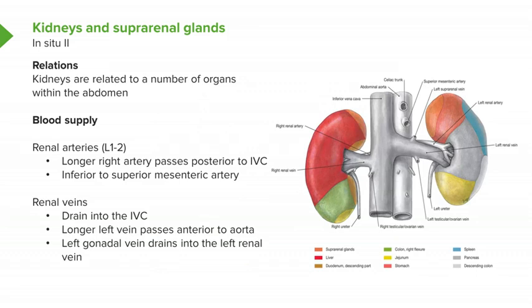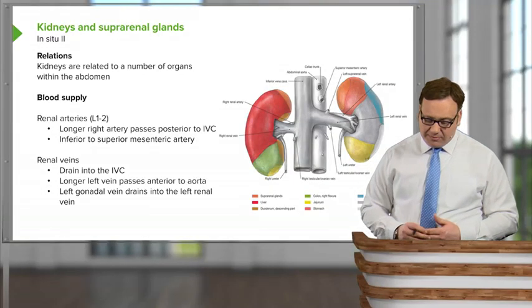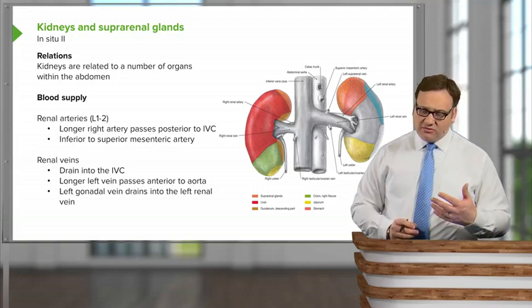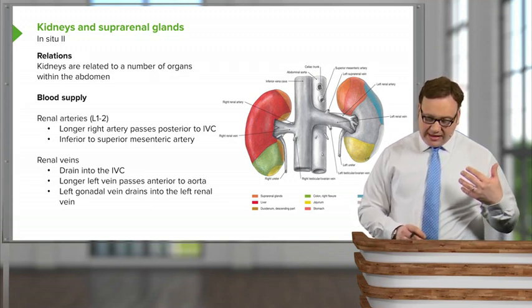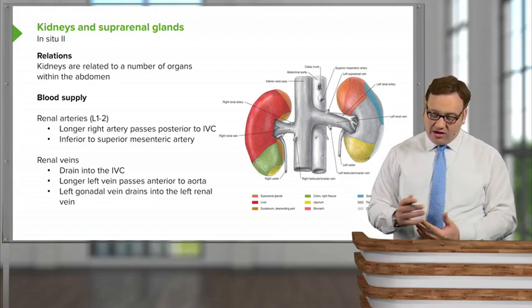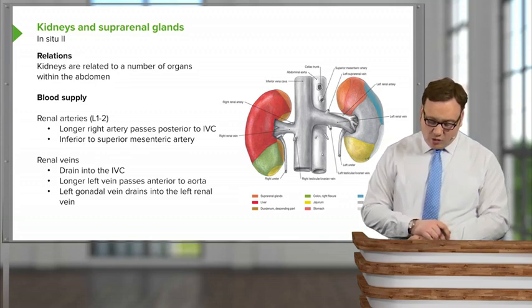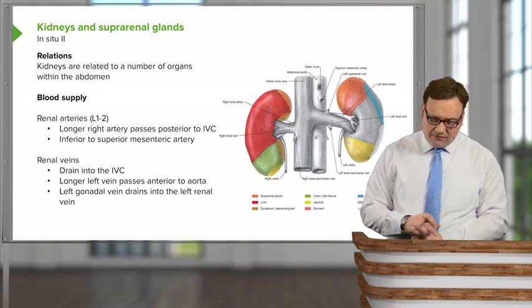Here we can just see the notes that I've added to go alongside this. We can see the renal arteries and the renal veins. We can see that the renal artery is longer on the right. That's because of the position of the aorta relative to the inferior vena cava, and the right renal artery passes posterior to it. And then we can see that the renal veins are draining into the inferior vena cava, and we have a longer left renal vein as it's passing anterior to the aorta. So a nice diagram indicating the blood supply and the relations of the kidneys.